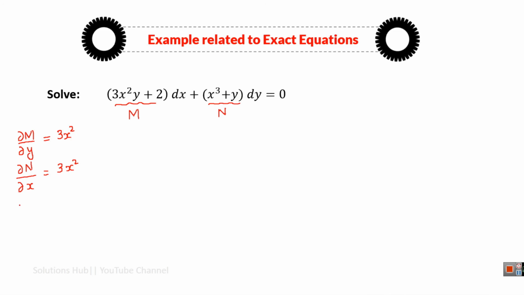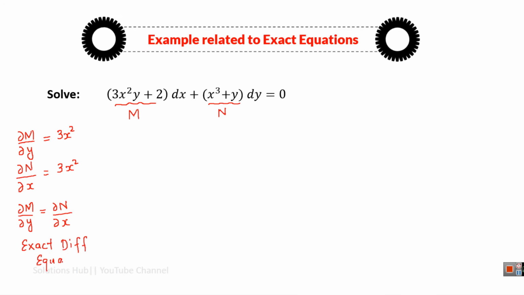So it is very clear that the partial derivative of M with respect to y is equal to the partial derivative of N with respect to x. So when these two derivatives are equal, it means we have an exact differential equation. So it is very clear that in our step number 1 we have identified that we have a case of an exact differential equation.